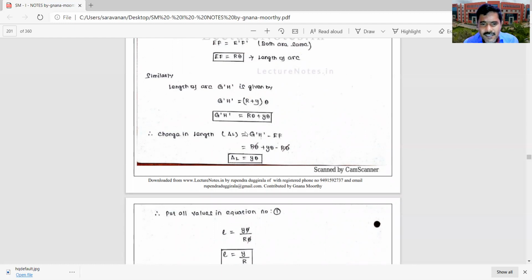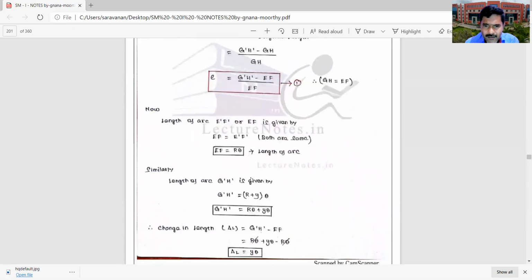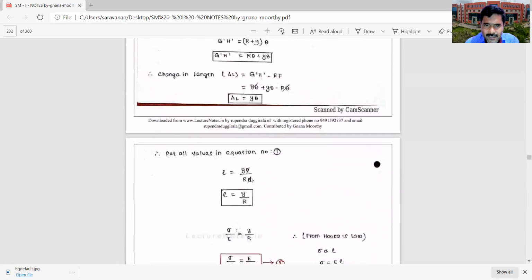Now, what is the change in length delta L? The change in length is G dash H dash minus EF, that is, after changing minus before changing. G dash H dash is R theta plus Y theta, so you substitute R theta plus Y theta minus EF, and EF is equal to R theta.